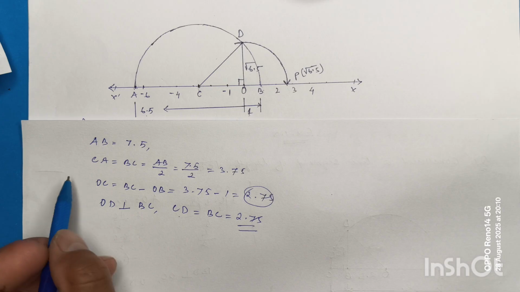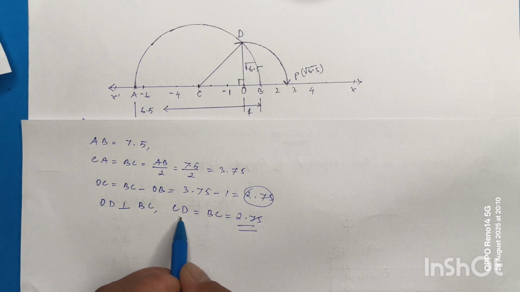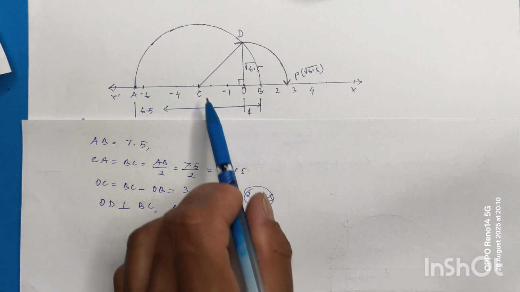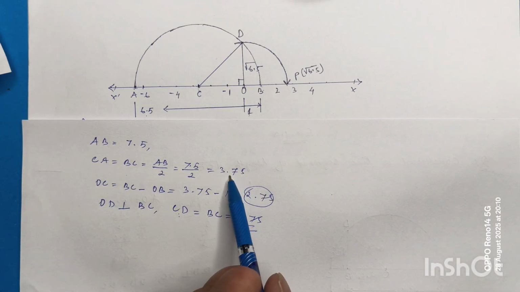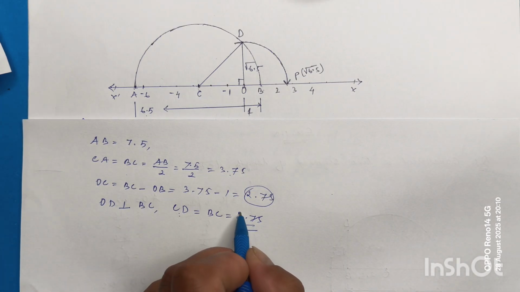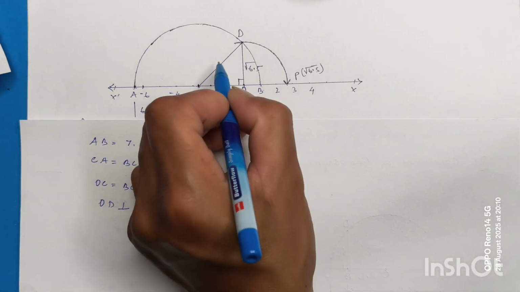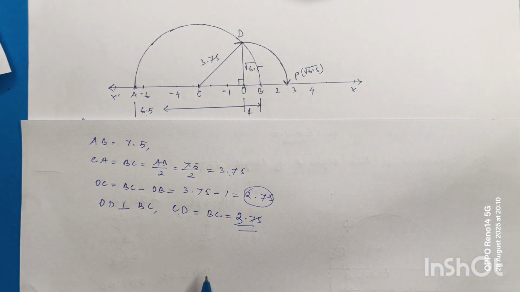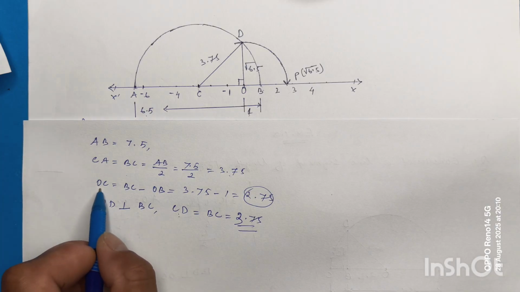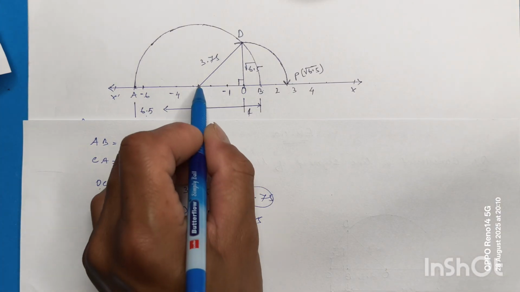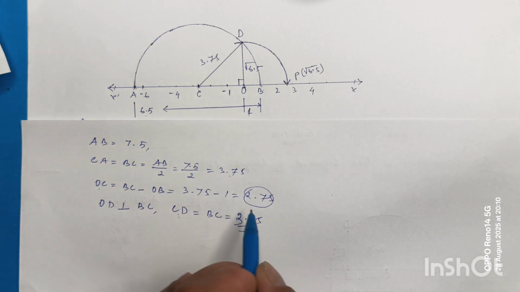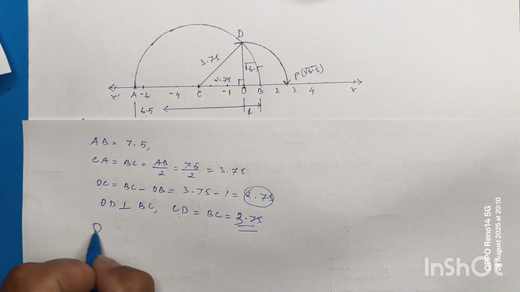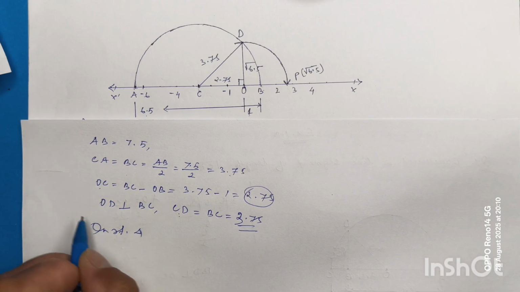Now CD equals what? CD equals BC. BC value how much? 3.75. So the CD value is 3.75. And then here OC below, we will take 2.75.